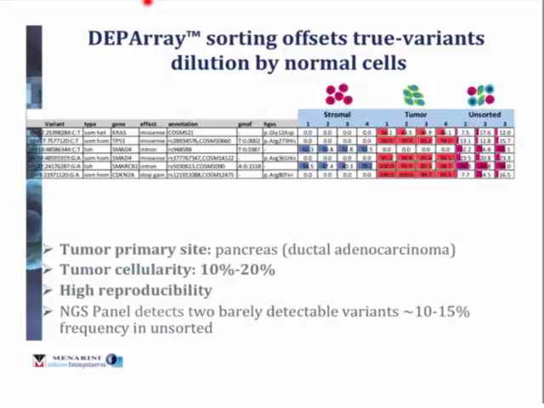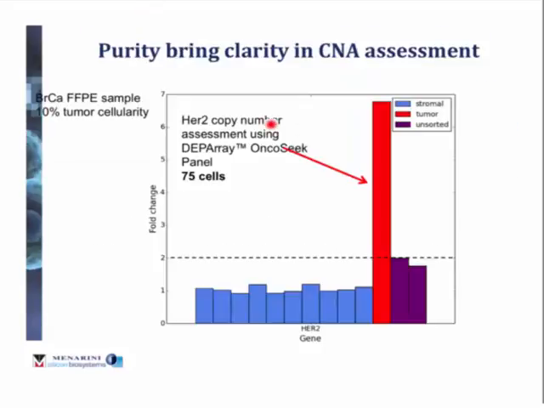And this is also true if you are going for the copy number. This is a breast cancer FFPE sample with 10% tumor cellularity, and we show here for the HER2 gene the fold change which you observe if you collect multiple stromal populations. They cluster around the normal value, normalized to one fold change, so 2 copies. When you have a sorted pure tumor, you clearly see, loud and clear, this is down to 75 cells, a very significant increase in copy number.